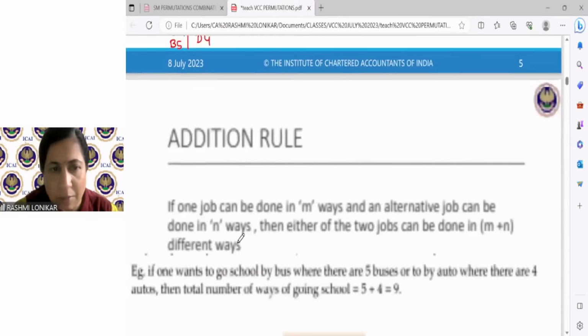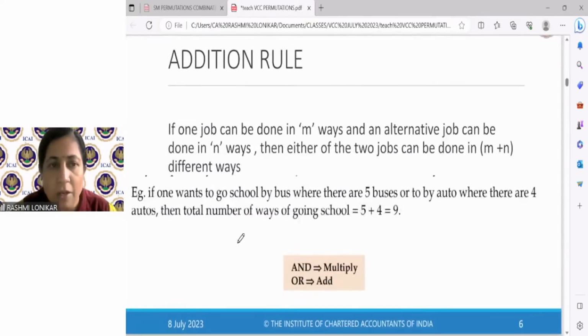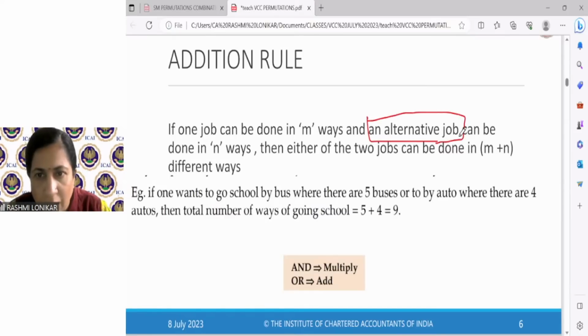So this is the multiplication rule. Now what does the addition rule say? If one job can be done in m ways and an alternative job can be done in n ways, then either of the 2 jobs can be done in m plus n ways. Okay.